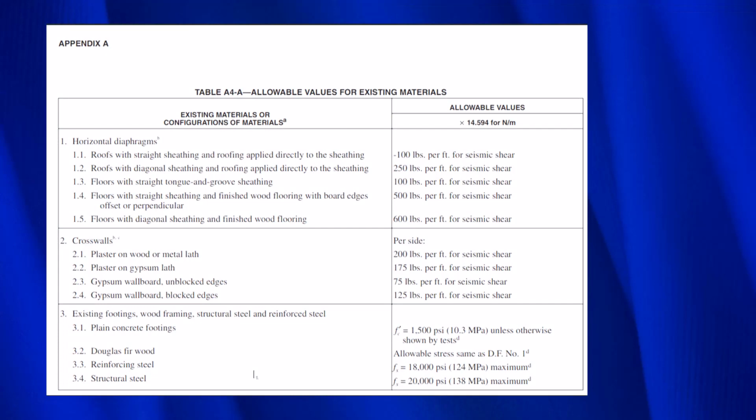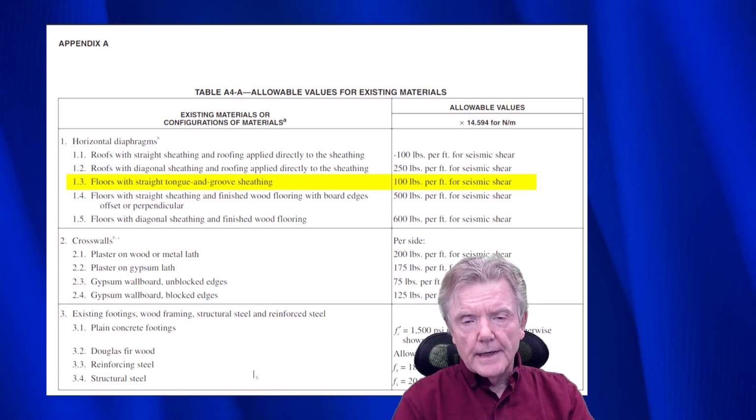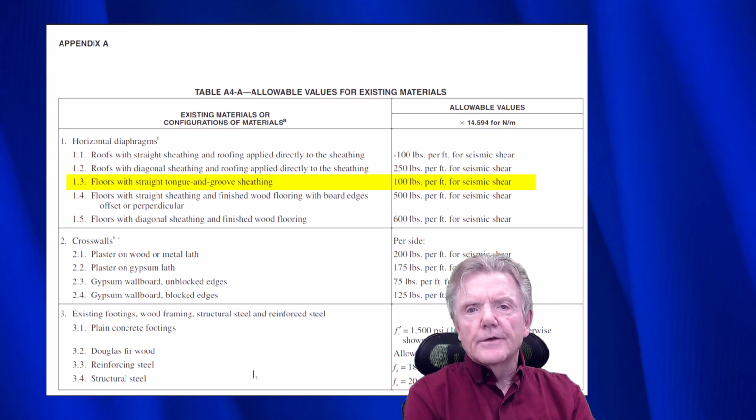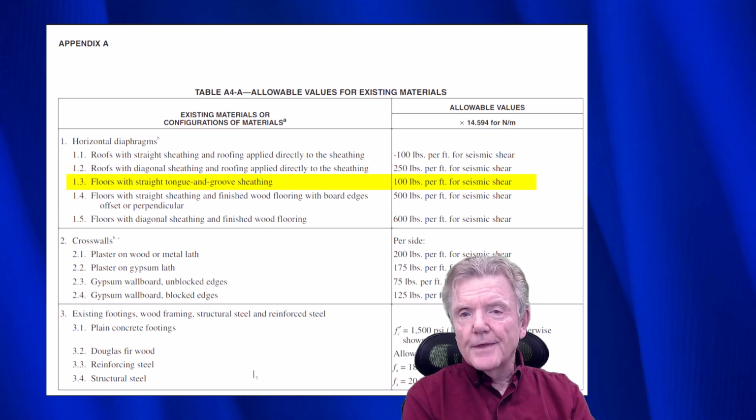This is an old table from the building code, and where it says floors with straight tongue and groove sheathing, 100 pounds per foot for seismic shear. That is for flooring. So when you look at a house and you just see a bunch of straight boards with no oak overlay, it's saying that can resist 100 pounds per linear foot. That's the exact same thing as siding, except siding is vertical and floors are horizontal. That's pretty weak.